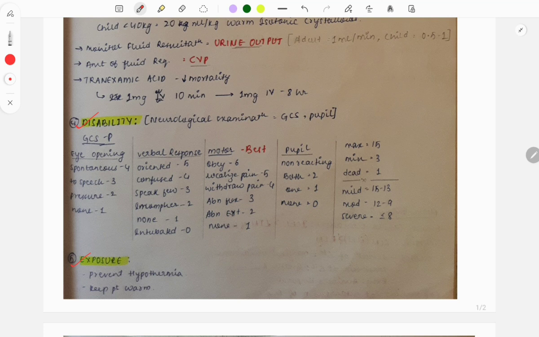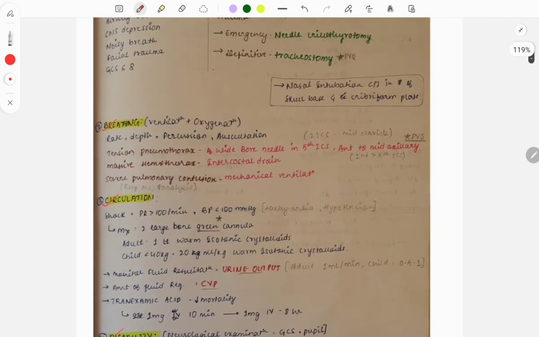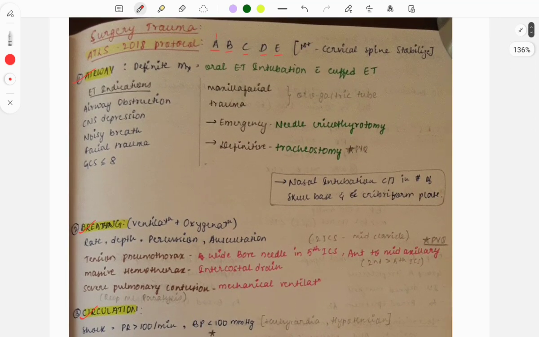So these are the 5 points which you must know, and the question can be asked in various patterns like giving 3 or 4 questions and asking which of the following is correct, or a simple one-liner like, for example, the one which was asked in the recent Jan exam, that is a patient had maxillofacial trauma and how will you secure the airway of the patient. So if it is emergency, then you will be doing needle cricothyrotomy and the definitive is the tracheostomy.